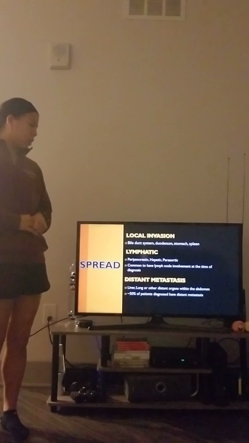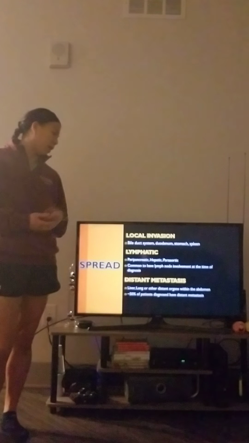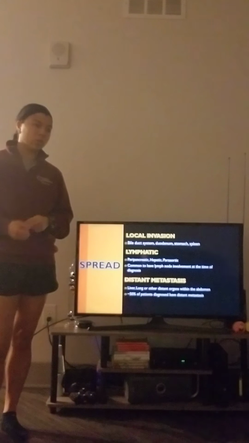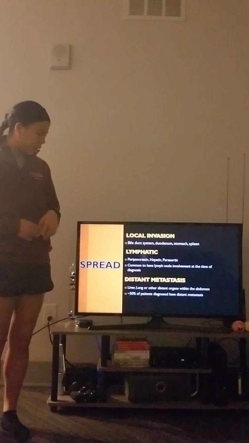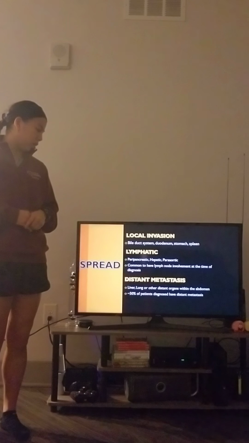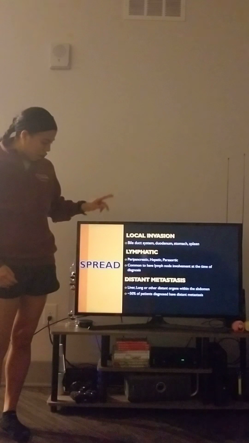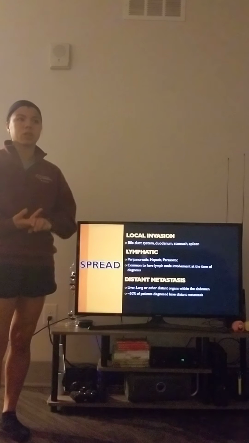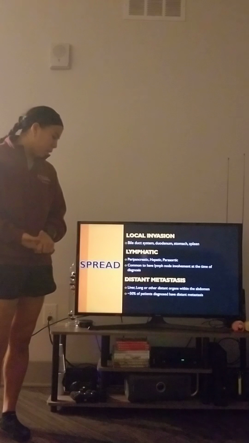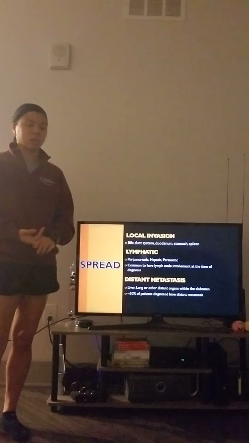So as for the spread, it will start with local invasion, just some of those surrounding organs that I mentioned earlier. So the bile duct system, the duodenum, the stomach, or the spleen. Then from there, we'll go to the lymphatic system. The lymphatic chains that are right around that area are the peripancreatic, the hepatic, and the para-aortic. And it is really common to have lymph node involvement at the time of diagnosis. And from there, we'll go to distant metastasis, which is liver, lung, or any other distant organ that's located within the abdomen. Approximately 50% of all patients will have distant metastasis at their diagnosis.